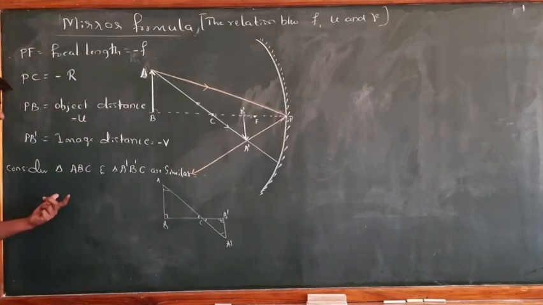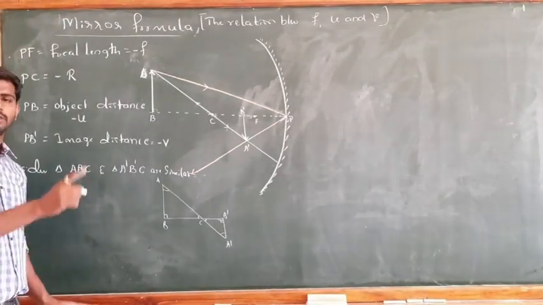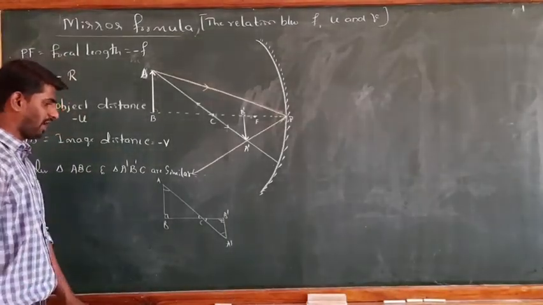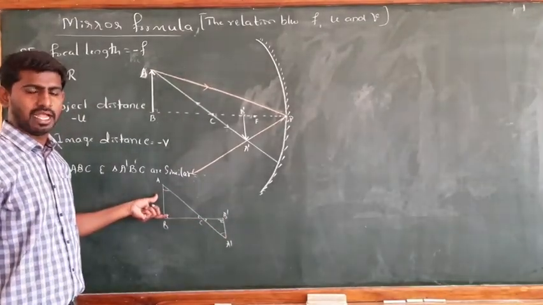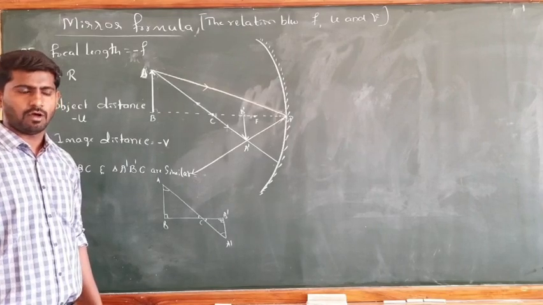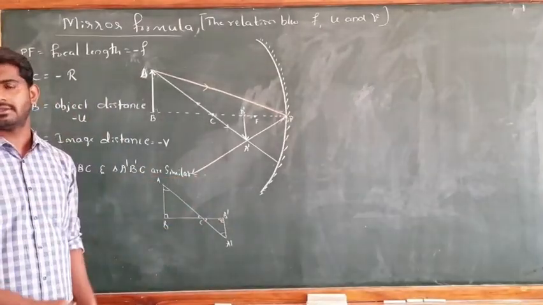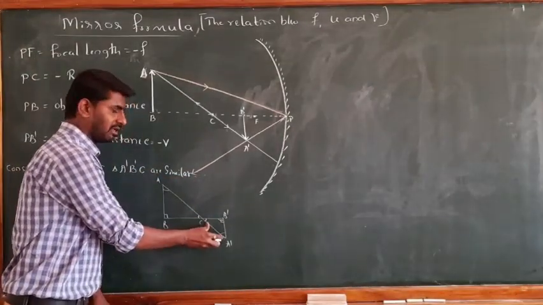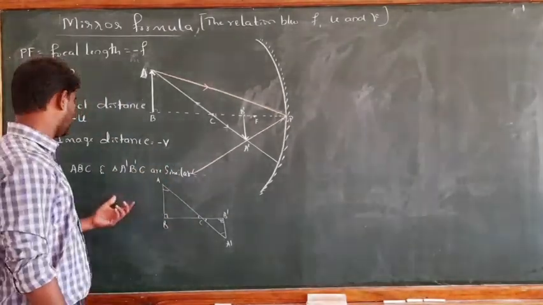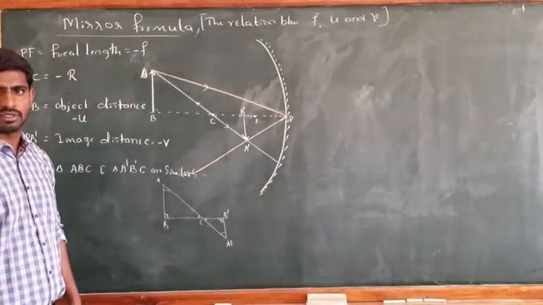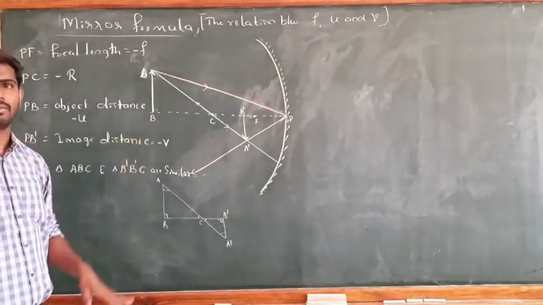And we know for similar triangles, the ratio of corresponding sides is always equal. For example, the opposite side of one triangle divided by the opposite side of another triangle gives some value, I say x. If I take the adjacent side of one triangle divided by the adjacent side of the other, again you will get x. Hypotenuse divided by hypotenuse, again x only. This is the significance of similar triangles: the ratio of respective sides gives equal values.